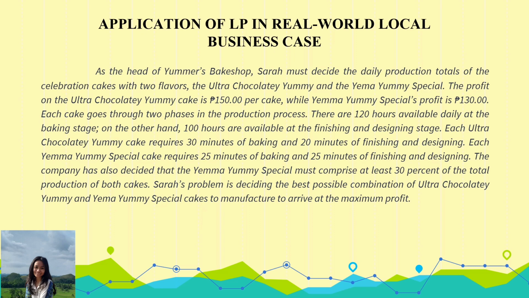Each Ultra Chocolatey Yummy cake requires 30 minutes of baking and 20 minutes of finishing and designing. Each Yama Yummy Special cake requires 25 minutes of baking and 25 minutes of finishing and designing. The company has also decided that the Yama Yummy Special must comprise at least 30% of the total production of both cakes. Czarah's problem is deciding the best possible combination of Ultra Chocolatey Yummy and Yama Yummy Special cakes to manufacture to arrive at the maximum profit. With this, she is asking for your help in solving her problem by formulating it as an LP problem.